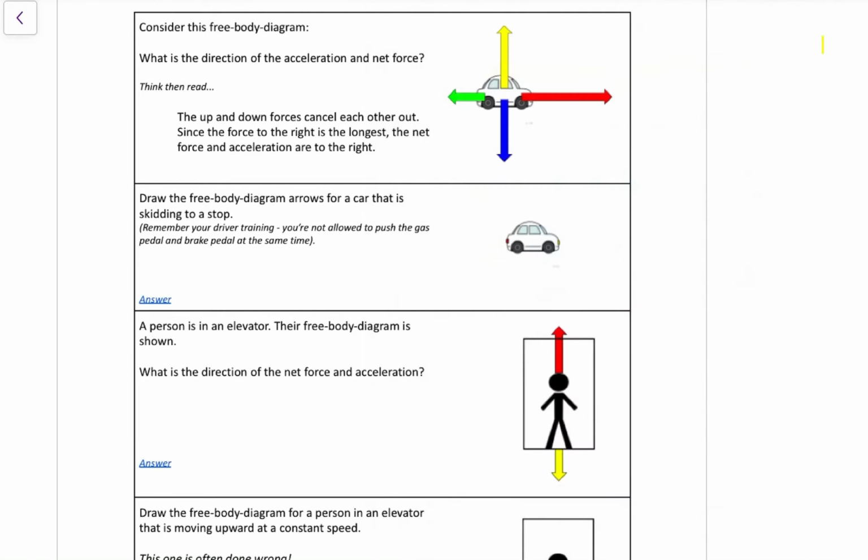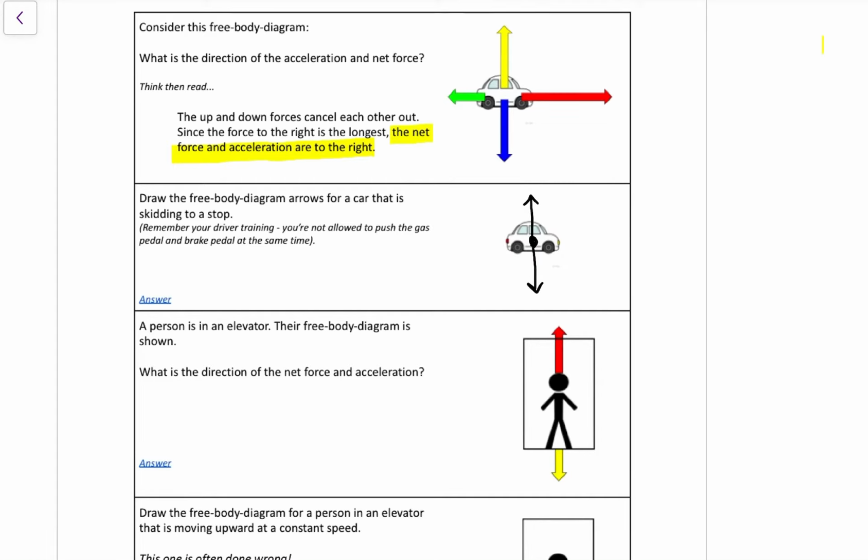In the first one, the way I drew it, the up and the down arrows cancel out, so it's not accelerating up or down. But that forward arrow on the car is longer, so that means its net force and its acceleration are both in that direction of the forward arrow. In the second one, if I told you you're in a car and you're going to skid to a stop. The question doesn't say anything about the car accelerating up or down.